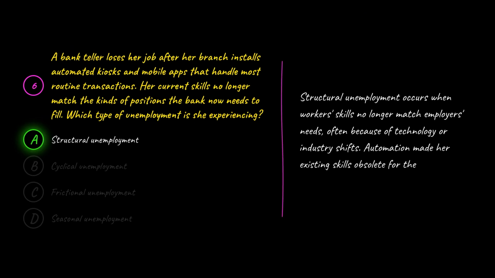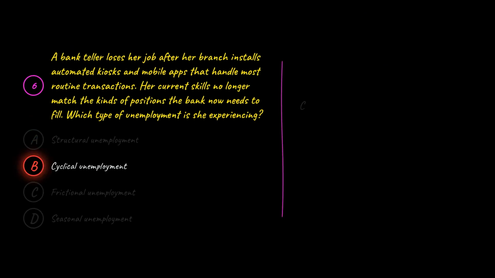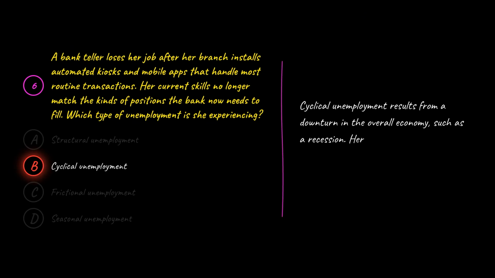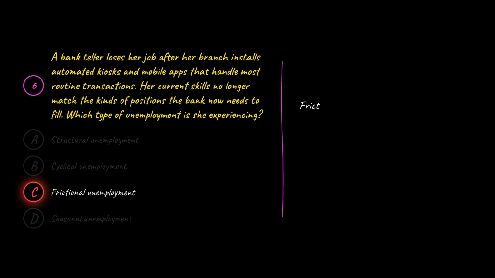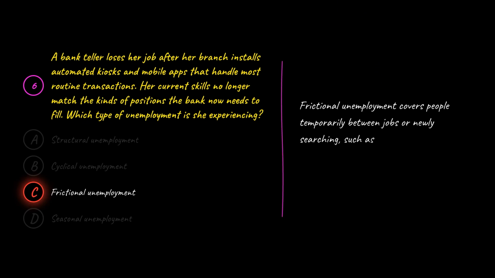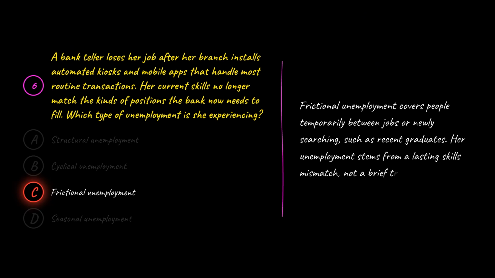structural unemployment. B is wrong because cyclical unemployment results from a downturn in the overall economy, such as a recession. Her job loss came from a technology change at the bank, not from a weak economy. C is wrong because frictional unemployment covers people temporarily between jobs or newly searching, such as recent graduates. Her unemployment stems from a lasting skills mismatch, not a brief transition.